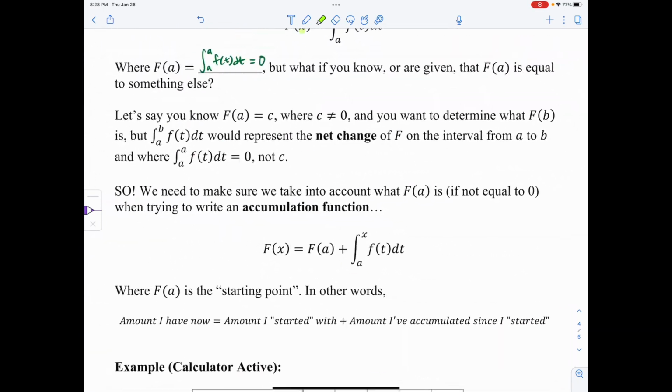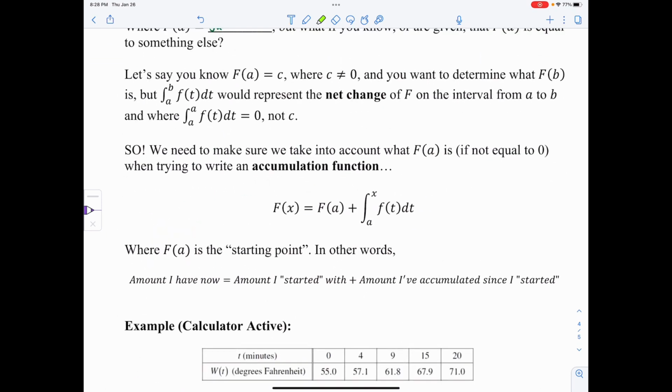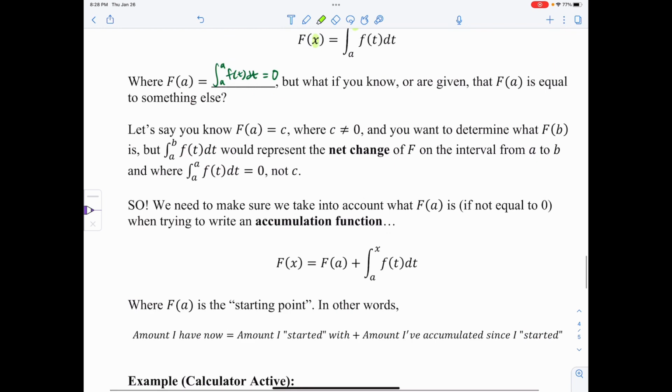So we need to make sure that we are taking into account what F of A is, as long as it's not equal to 0. If it's equal to 0, it doesn't matter, right? Because in this case, integrating from A to A would be just 0. And that's fine. Or you would end up doing 0 plus whatever definite integral represents your net change.